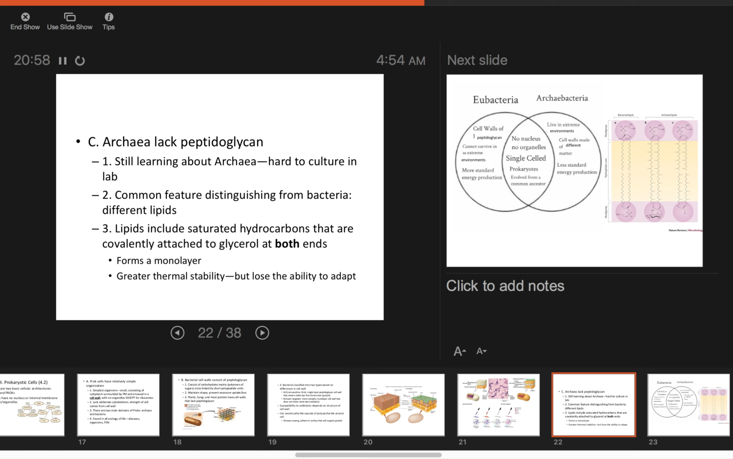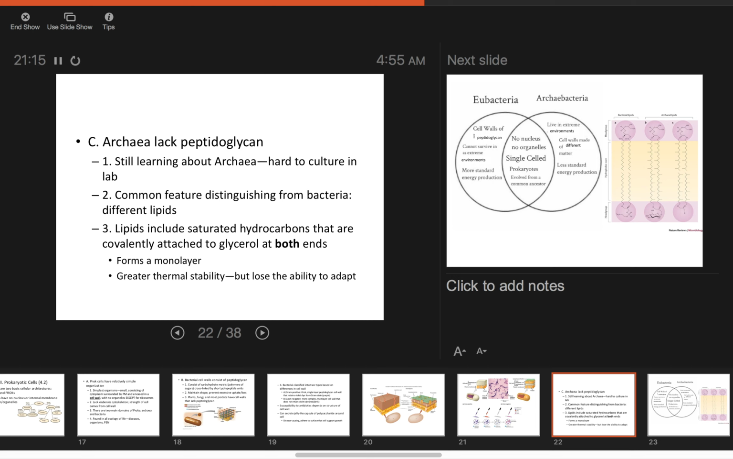These guys are really interesting to study because when we look for life elsewhere in the solar system, the life that we may encounter, if we ever do, is probably going to be a type of organism like this that can withstand extreme conditions.